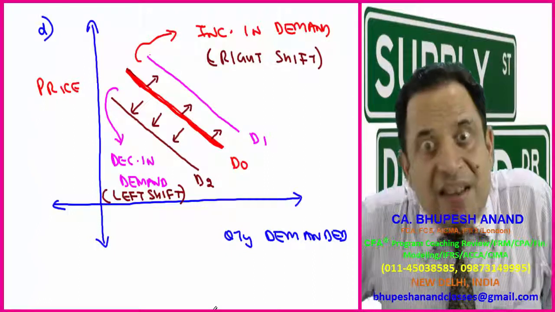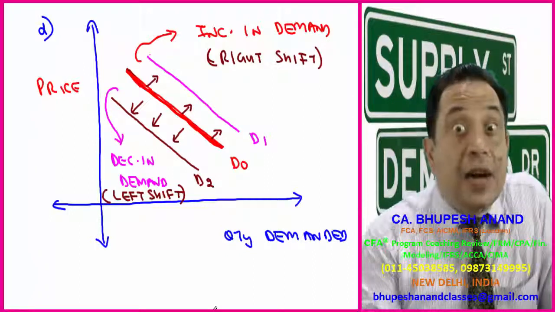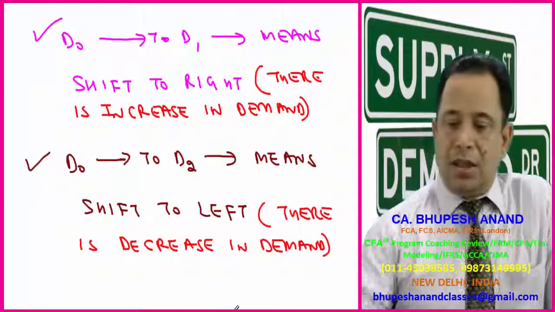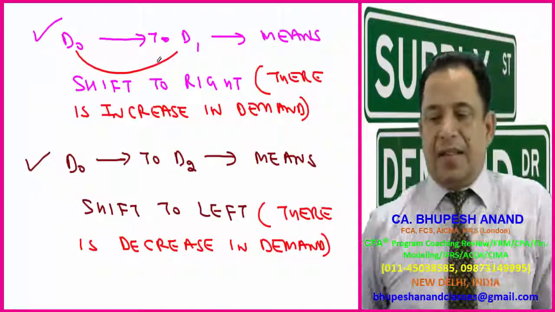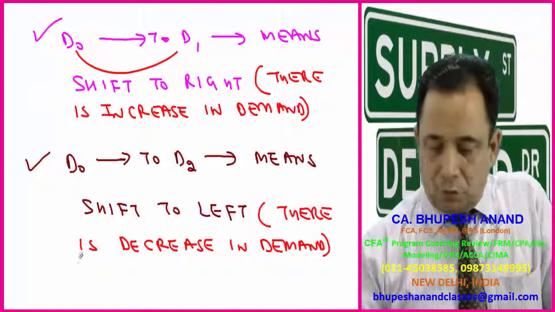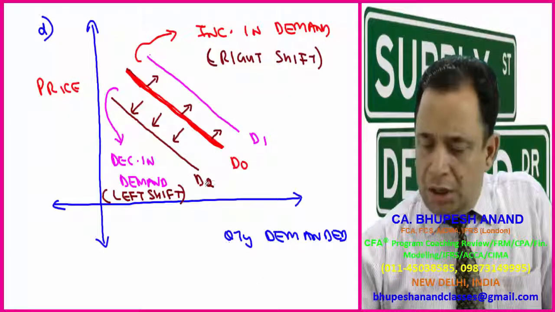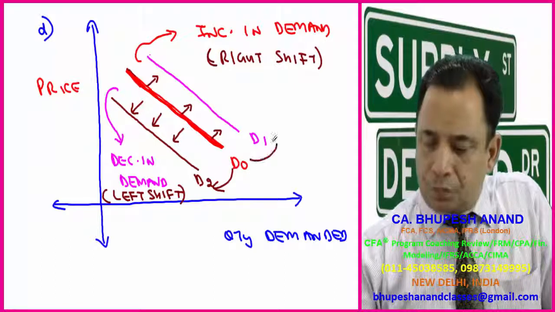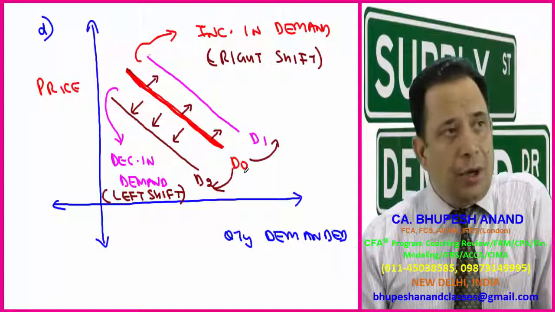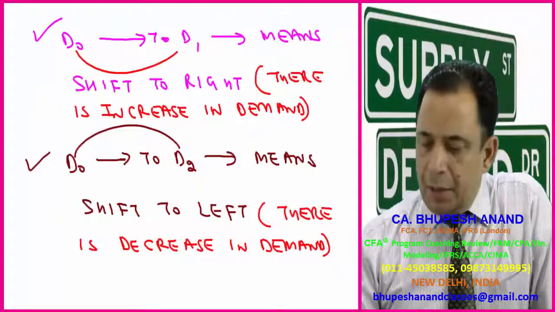So this is the relationship which is to be taken care of, highly testable in the examination. Just see D0 to D1, I have prepared a slide. It means a shift to the right, there is an increase in demand. D0 to D2, this is D2. D0 to D1 is a right shift, increase in demand. D0 to D2 is a left shift, decrease in demand.